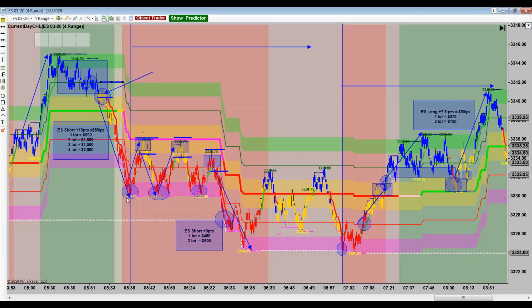Could have been a 10 handle trade right out of the gate. Put 4 lot on there, you got 20 bones. You're done by 5:36 in the morning. You don't even have to trade the open. Okay, so you missed that.